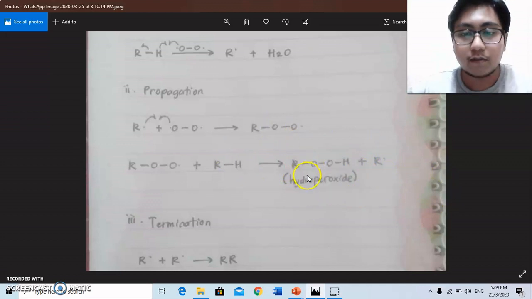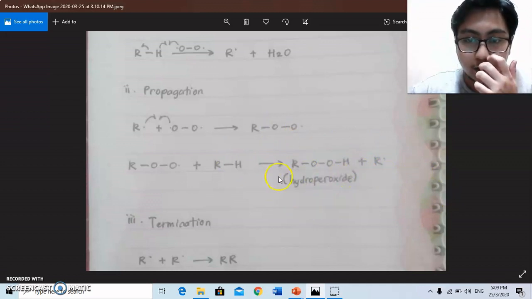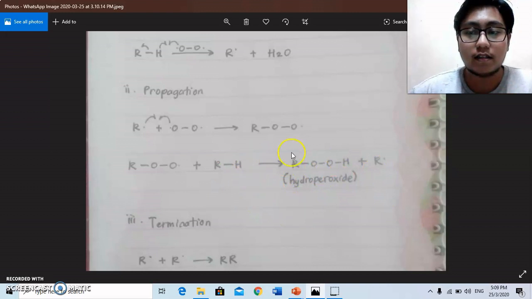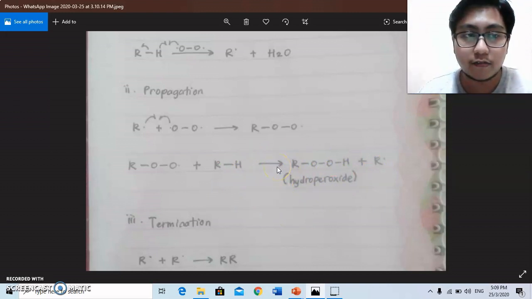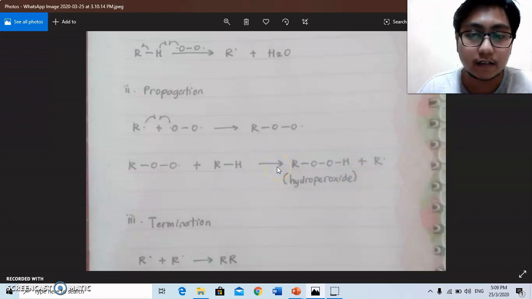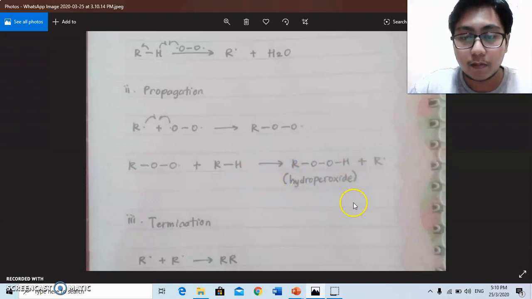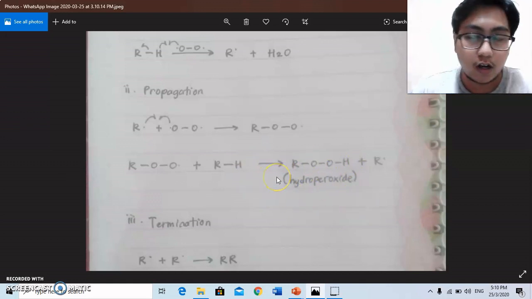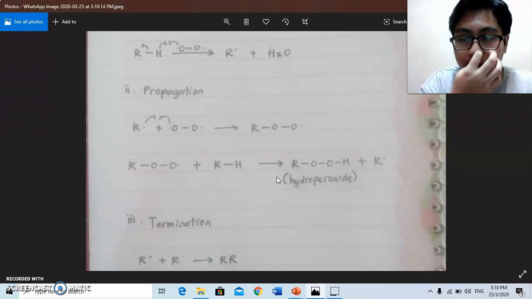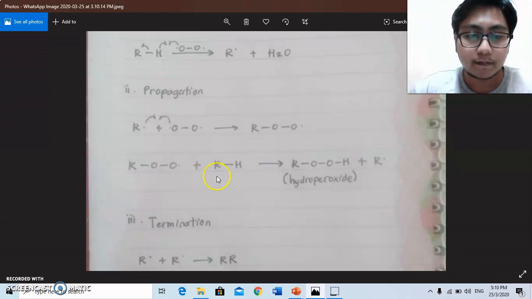Alright. So this substance here, hydroperoxide, is what makes the fats, oils, and fatty acids go bad, or rancid, or spoiled. This compound provides the off flavor, the bad taste, and the rancidity. So this is what we don't want to happen.